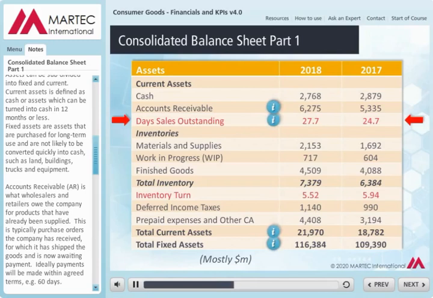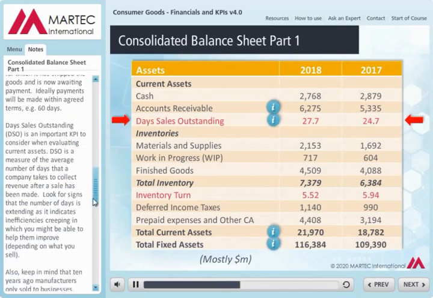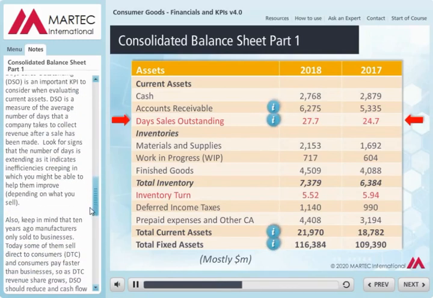Days Sales Outstanding, DSO, is an important KPI to consider when evaluating current assets. DSO is a measure of the average number of days that a company takes to collect revenue after a sale has been made. Look for signs that the number of days is extending, as it indicates inefficiencies creeping in which you might be able to help them improve, depending on what you sell.